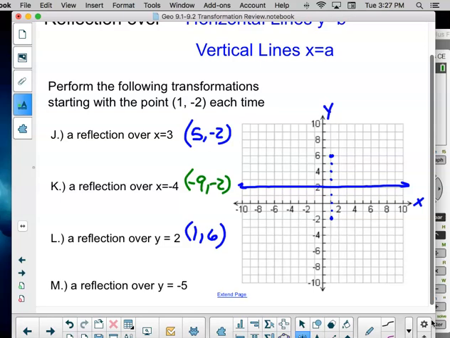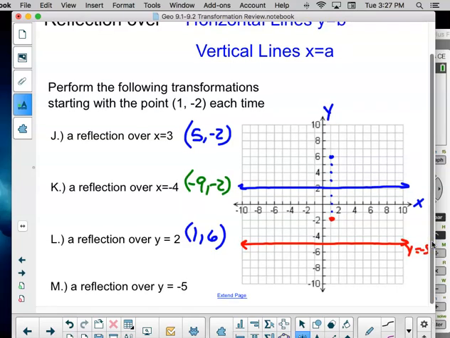And again, I've got a reflection over the y equals -5 line. The y equals -5 line is horizontal, and I'm still talking about this point, (1, -2), and I'm going to reflect that across the y equals -5 line. Okay, so now it's 3 units away and 3 units away. It is now (1, -8).